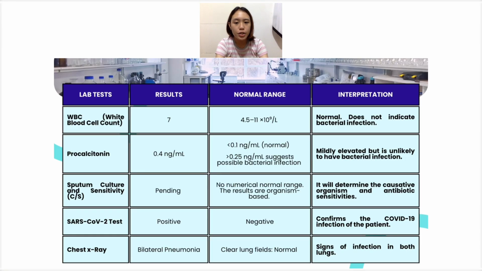For the sputum culture and sensitivity, the results are pending, and there is no numerical normal range, whereas it is organism-based. So it will show the causative organism and sensitivities. For the SARS-CoV-2 test, the results are positive, where the normal range is negative, so it does confirm the COVID-19 infection. For the chest X-ray, the results show bilateral pneumonia, where the normal range is clear lung fields, so it indicates an infection in both lungs.